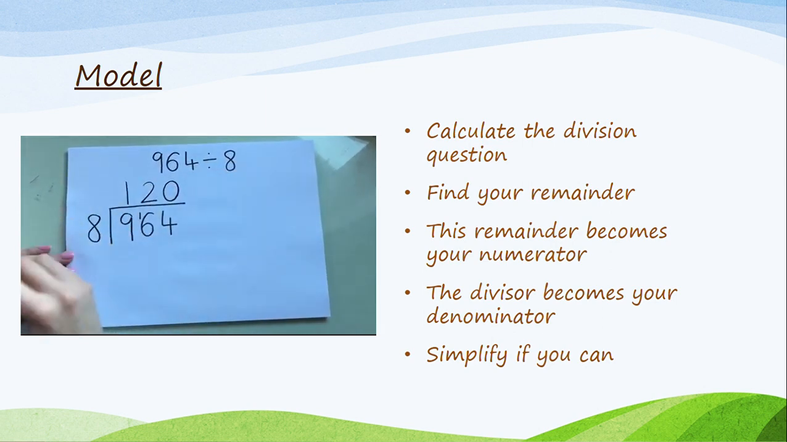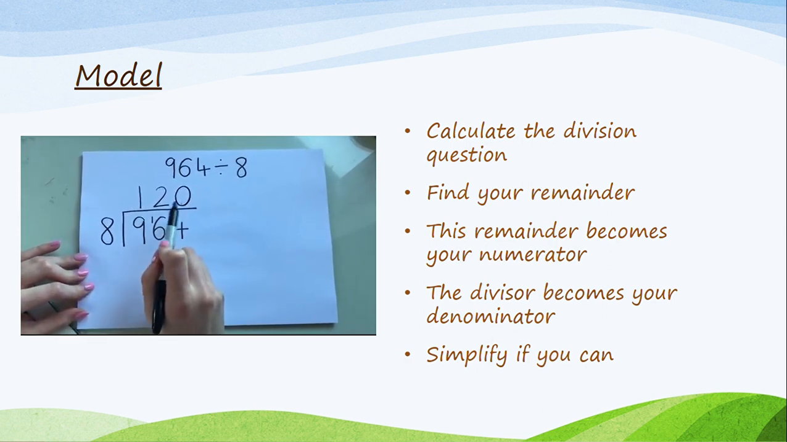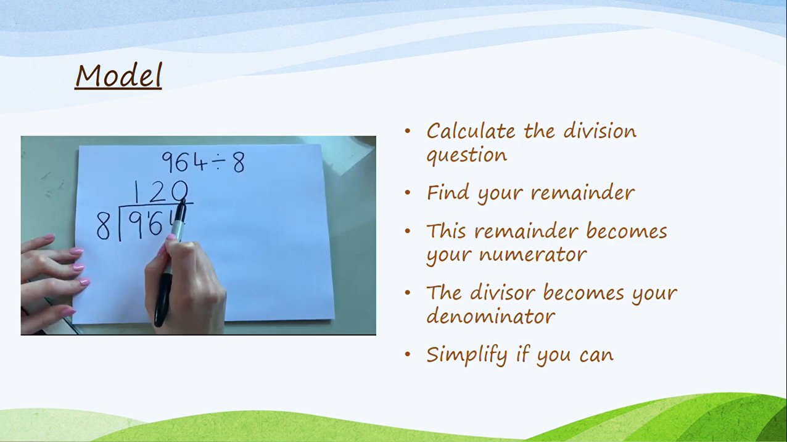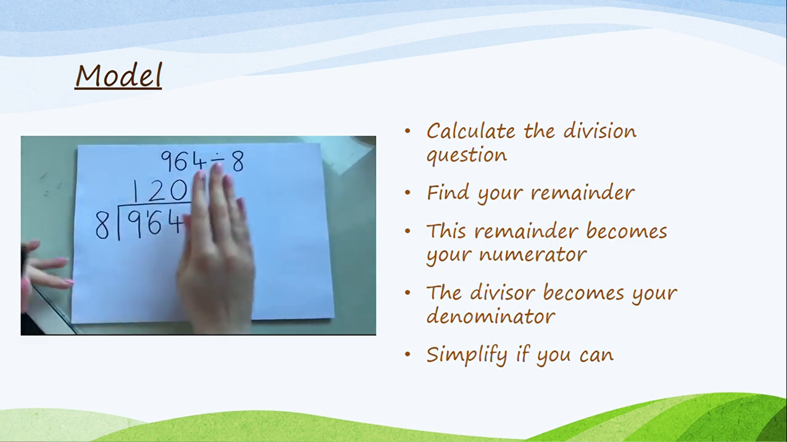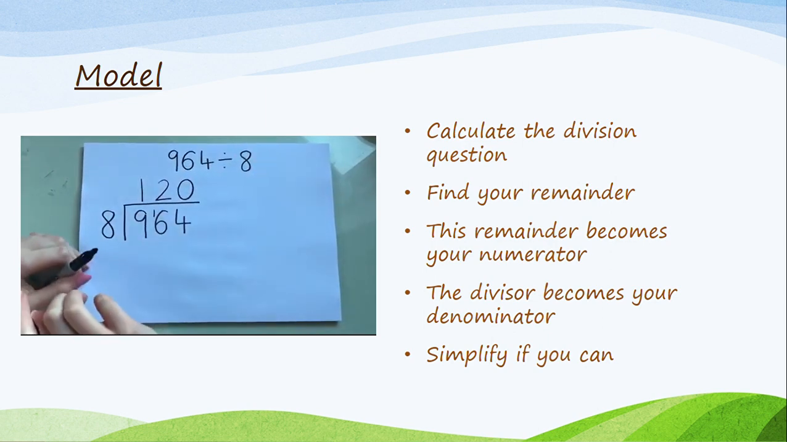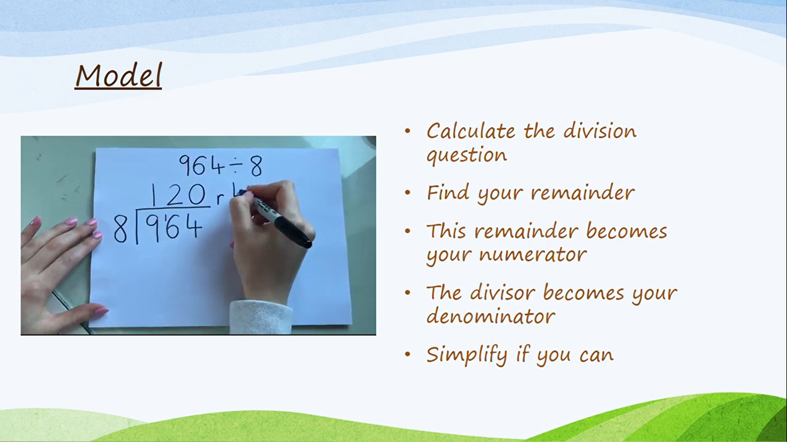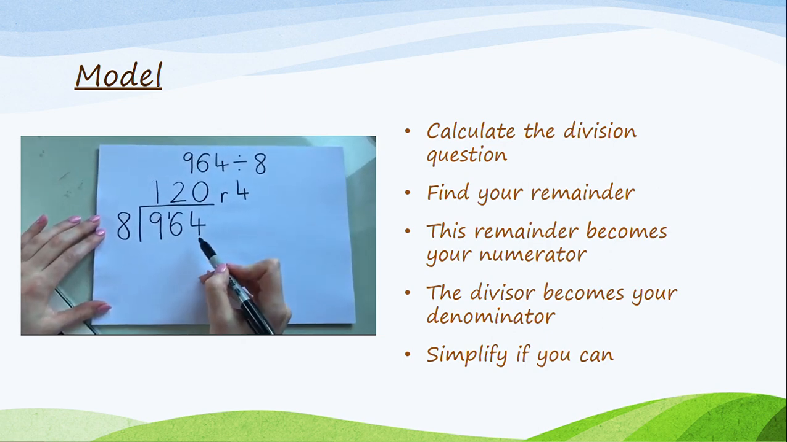is bigger than 4. It's very important if you have a 0 in the tens column or the ones column that you write it in, because if I didn't put that in, my answer would be 12, which is incorrect. My answer is 120, remainder 4, because I didn't count that 4 at all.